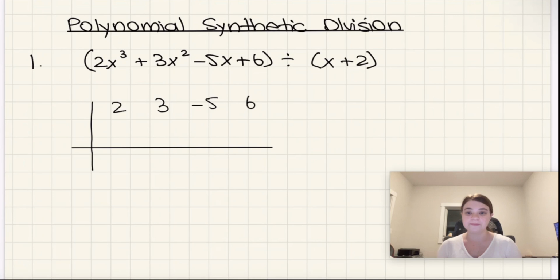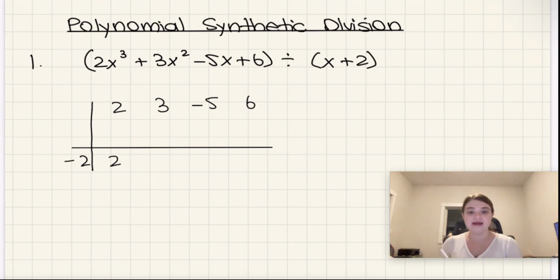Then here we have x plus 2. And so we're going to put -2 in here. We're always going to reverse the sign and put that number here. Then our steps are basically bring down, multiply, add, and do that over and over again. So let's bring down this 2.